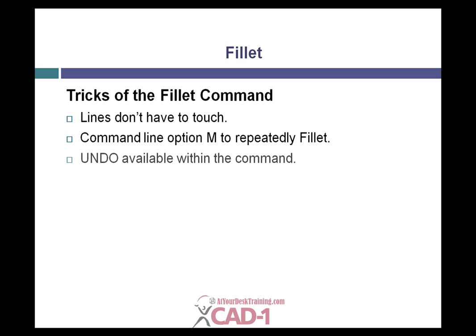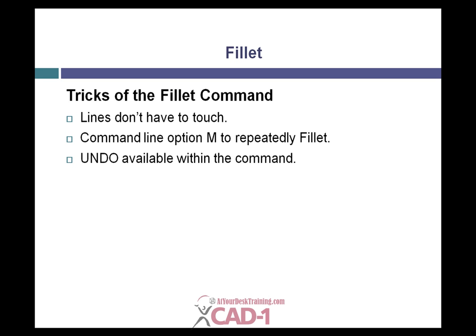When you're doing multiple fillets and you accidentally select the wrong line, you don't have to exit out of the command altogether, undo all of your work, and then re-fillet everything. We have the command line option within the fillet command to undo the last fillet. This will undo whatever you just did and will leave you in the fillet command.